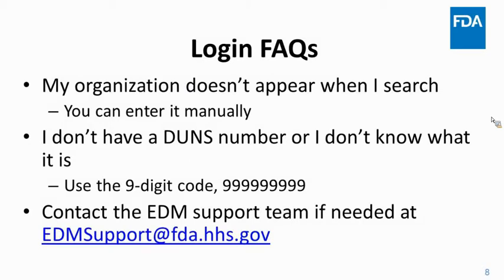Some frequently asked questions: my organization doesn't appear when I search. You can search for your organization by typing in a few letters, and it'll start to bring up different organizations. If it doesn't appear, you can enter it manually. It will also ask you for your DUNS number. If you don't have a DUNS number or you don't know what it is, you can use the 9-digit code. Someone mentioned to me that it's not working right now for them, so I'll make sure to go back and get that fixed if that is true. And again, here's the EDMS support team that you would go to if you're having difficulty with your login.